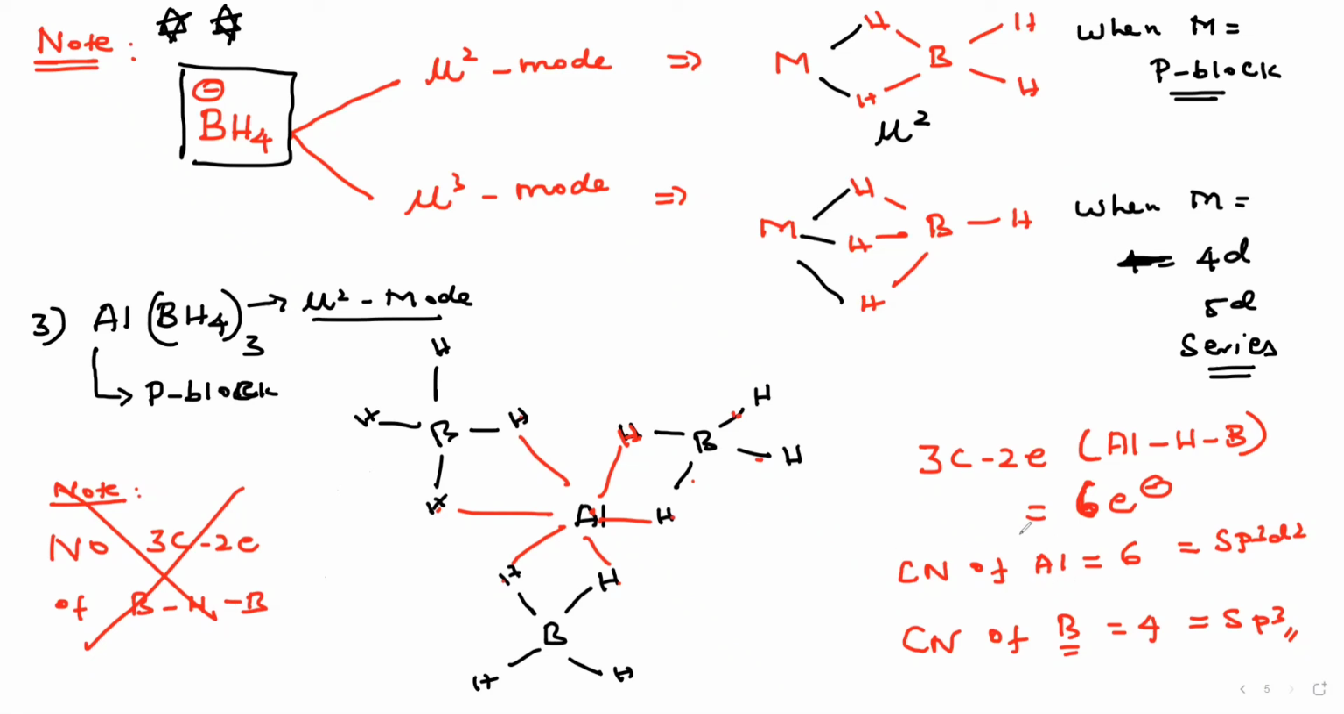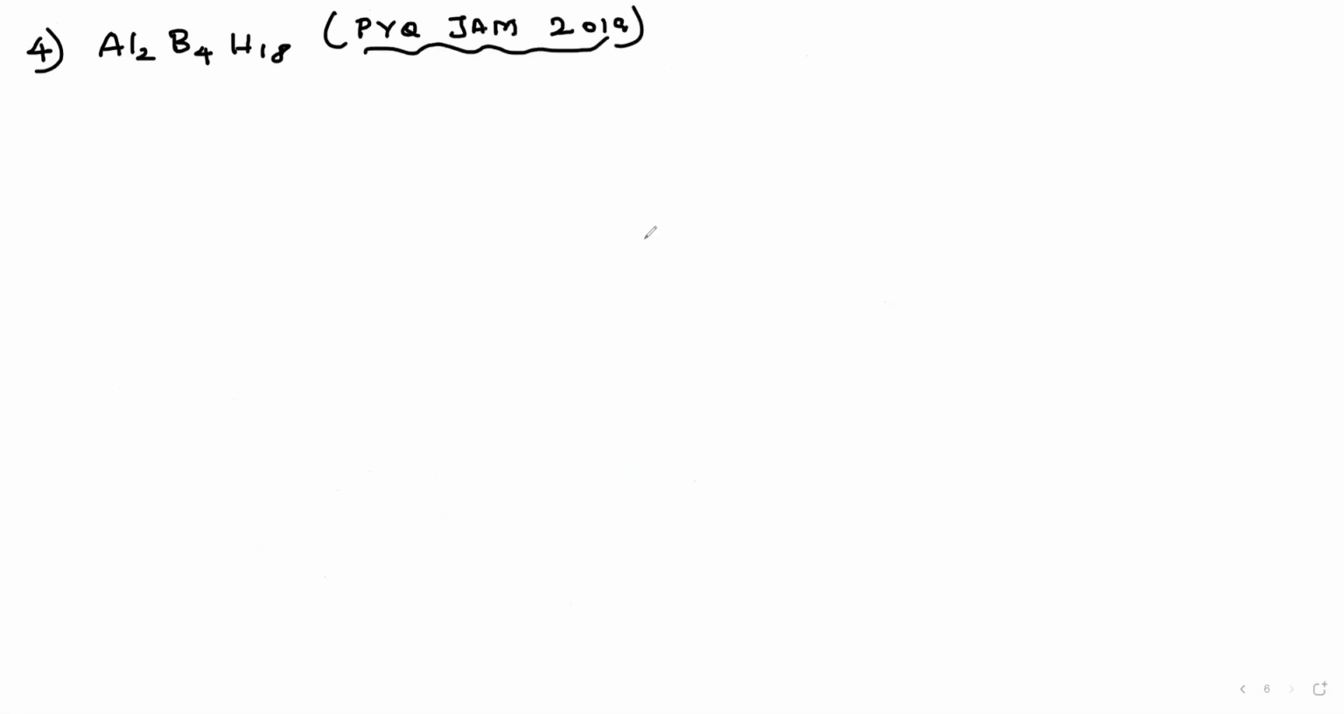The fourth example is a question asked previously, in 2019. Please note the fourth example, very important. That is Al2B4H18. This is a previous year PYQ of the JAM question, 2019. They are asking: how many 3 center 2 electron bonds?